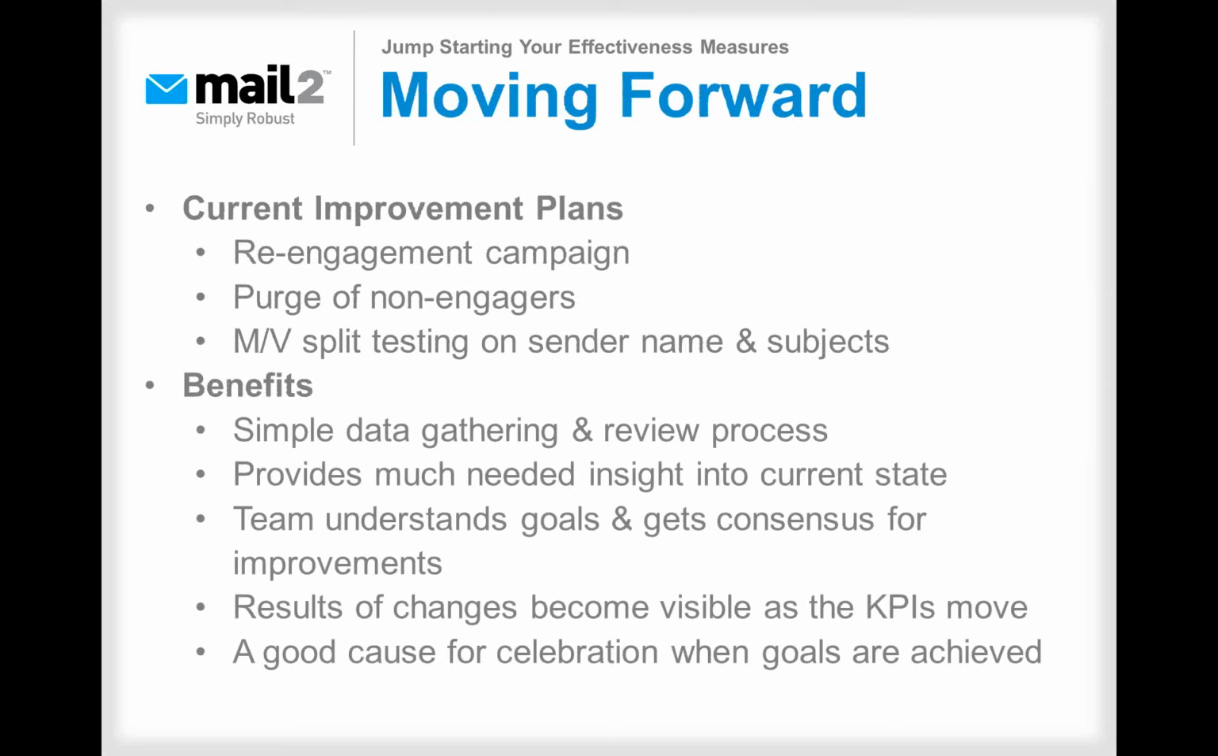And coming out of our meeting a couple weeks ago, like I mentioned, moving forward, they really want to look at re-engagement campaigns, purge of non-engagers, and then the other thing that we threw out there is MV split testing, mostly on sender name and subject lines. So they're in the process of coming up with a game plan for doing MV split testing, starting with sender name. What is going to give them the most opens based on their sender name?